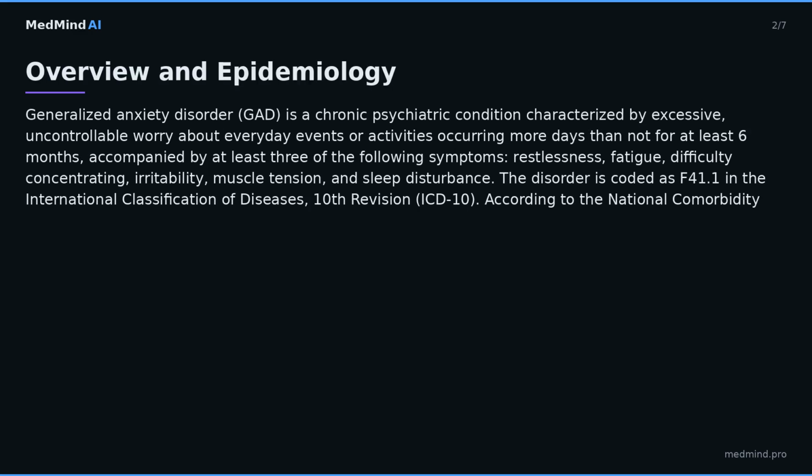Overview and epidemiology. Generalized anxiety disorder, GAD, is a chronic psychiatric condition characterized by excessive, uncontrollable worry about everyday events or activities occurring more days than not for at least 6 months, accompanied by at least 3 of the following symptoms: restlessness, fatigue, difficulty concentrating, irritability, muscle tension, and sleep disturbance. The disorder is coded as F41.1 in the International Classification of Diseases, 10th revision, ICD-10.